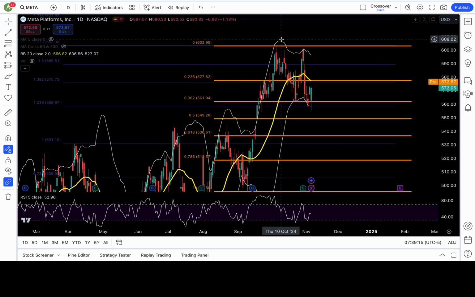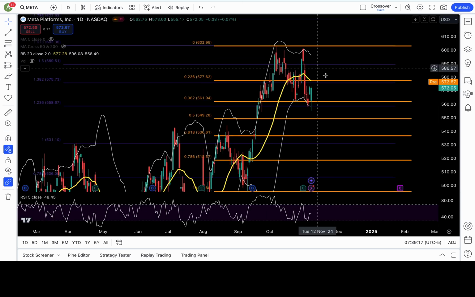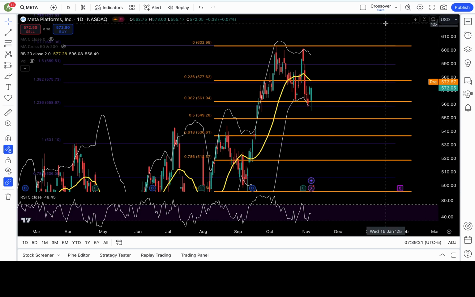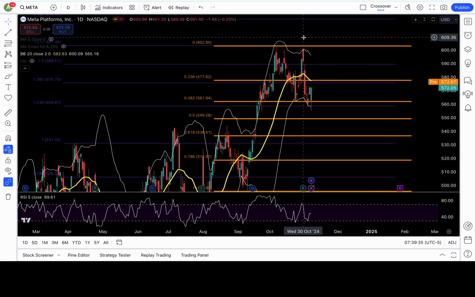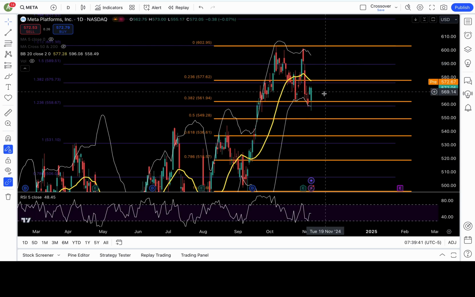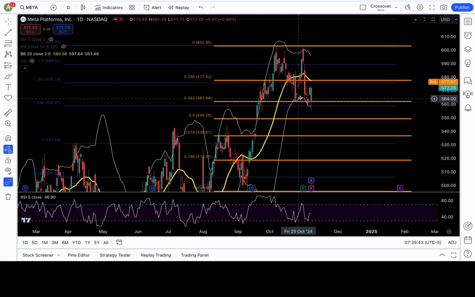Meta, that 20 daily moving average is still resistance around 577ish. I cannot call a bottom unless Meta gets above 577.6. So I have some work to do. Right now, resistance at 574, 576, and then 577.6. Got to clear those levels to try to put in a bottom. Supports at 572 and 570. And if those levels fail, pullback time.